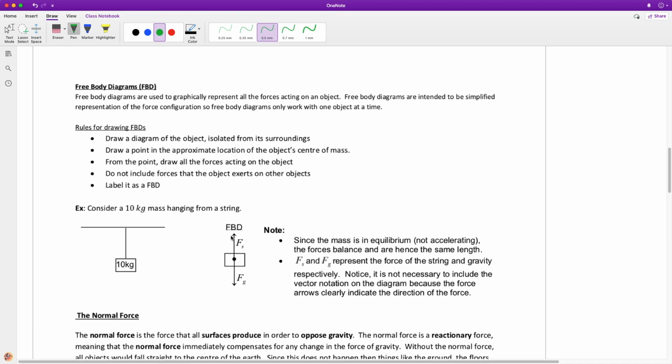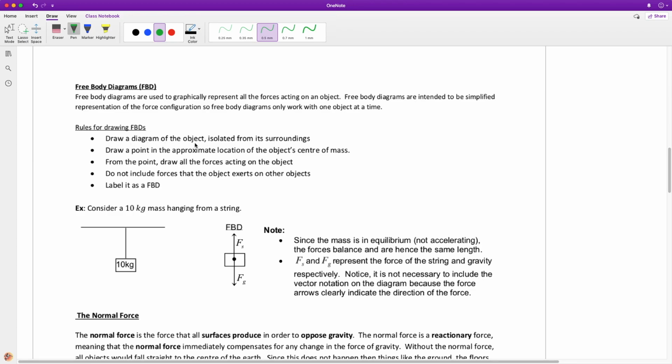The next concept we have to deal with is something called a free body diagram. Whenever we're solving problems in physics, specifically with dynamics, I should say, we need to actually have an analysis of what is happening with the objects in terms of the forces acting on them. So here are some of the rules for these free body diagrams.